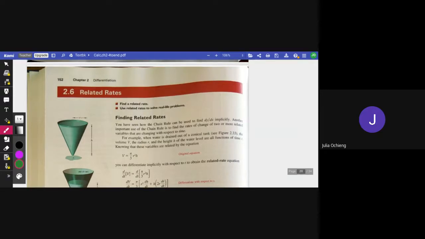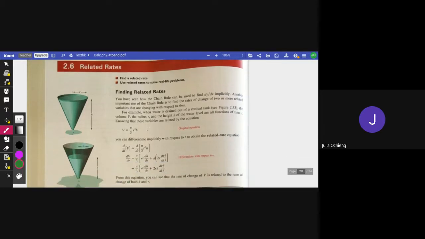Okay, so this is chapter 2.6 in differentiation, and it's about related rates. So in the last section, we talked about implicit differentiation. And we always use implicit differentiation when the variable we were differentiating in terms of was somewhere in the equation, even if there were other variables as well.